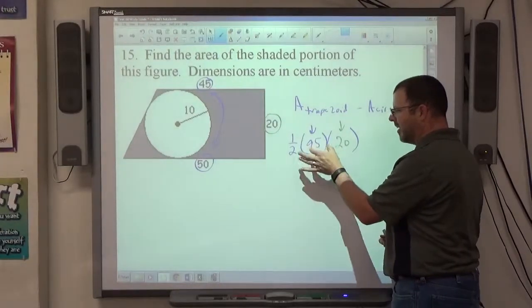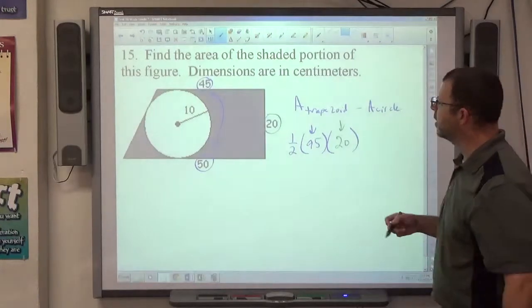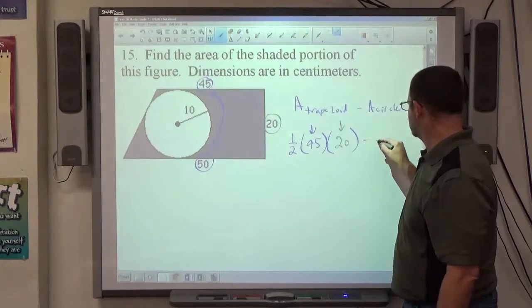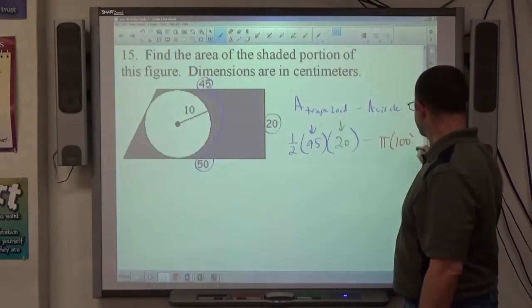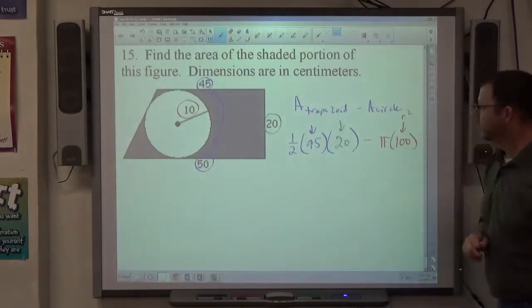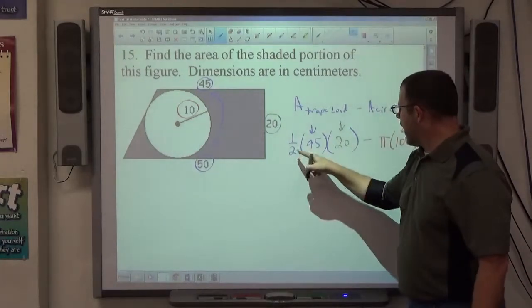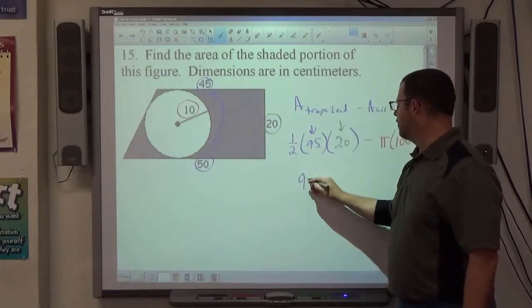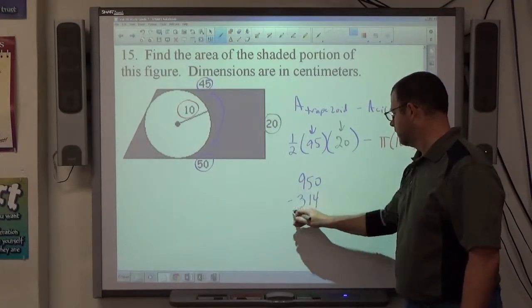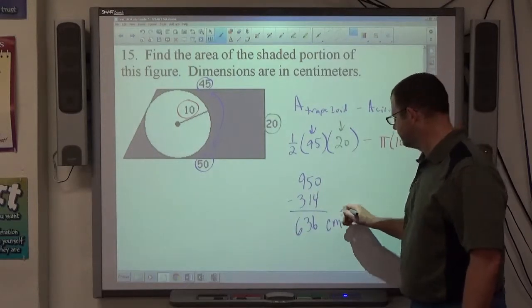1/2 times base times height. Only this is bases because there's 2 of them. So the 2 parallel sides of the bases, add them up, get the area of a trapezoid. The area of a circle is pi r squared. Okay, the radius is 10. 10 squared is 100, so that's r squared. All right, so a trapezoid formula, circle formula, then we multiply it all out. 1/2 of 20 is 10 times 95 is 950. 100 times 3.14 is 314. 636 centimeters squared is what I get.